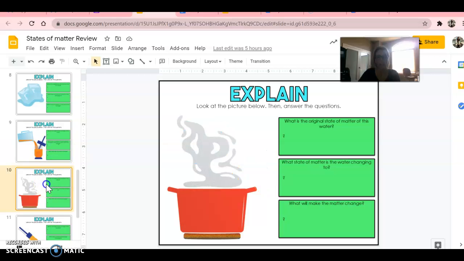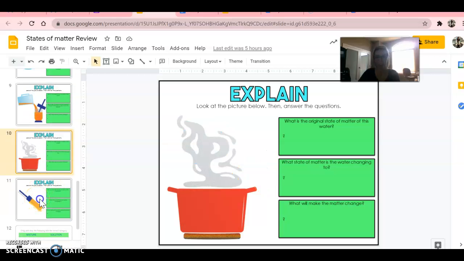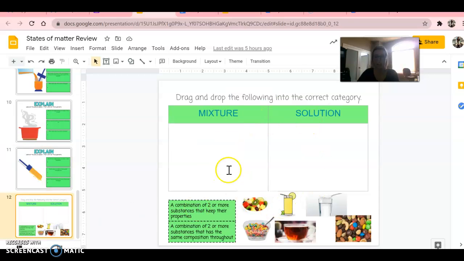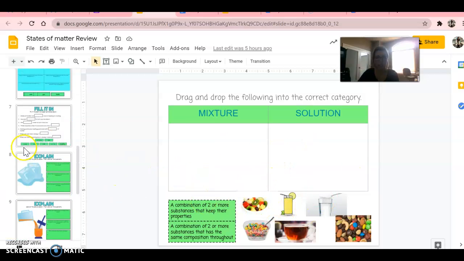Now you're going to look at these following slides and you'll be doing the same thing, answering the questions in the text boxes. And then finally you will be categorizing mixtures or solutions. So you will have to determine which definition is mixture, which is solution, and drag and drop. Then you'll be looking at the pictures. Here we have some fruit salad, we have lemonade. This is salt water, so you'll be thinking about once the salt is in the water and it has dissolved, is it a mixture or a solution? Cereal and milk, this is tea, and this is trail mix. Okay, so you'll be dragging and dropping those to the correct categories, right?